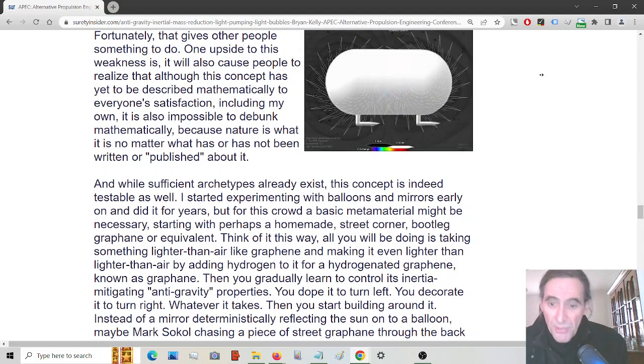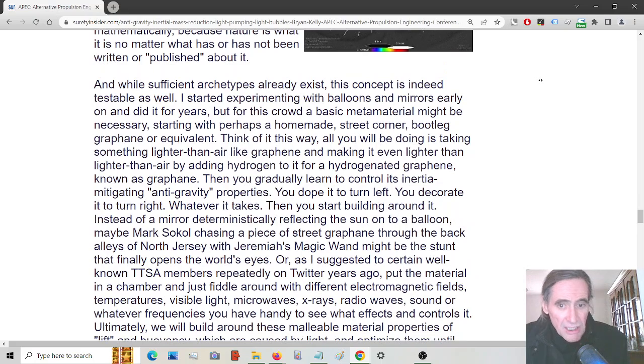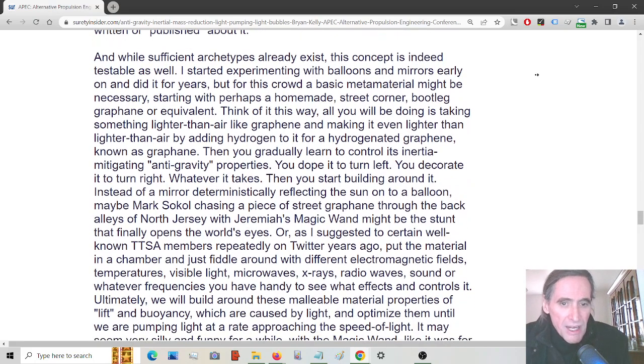But for this crowd, a basic metamaterial might be necessary, starting with perhaps a homemade street corner bootleg graphene or equivalent. Think of it this way. All you will be doing is taking something lighter than air, like graphene, and making it even lighter than air by adding hydrogen to it for a hydrogenated graphene, known as graphane. Then you gradually learn to control its inertia-mitigating anti-gravity properties. You dope it to turn left. You decorate it to turn right. Whatever it takes. Then you start building around it.